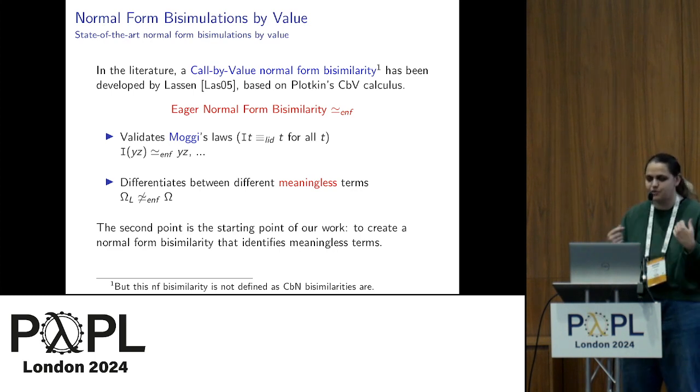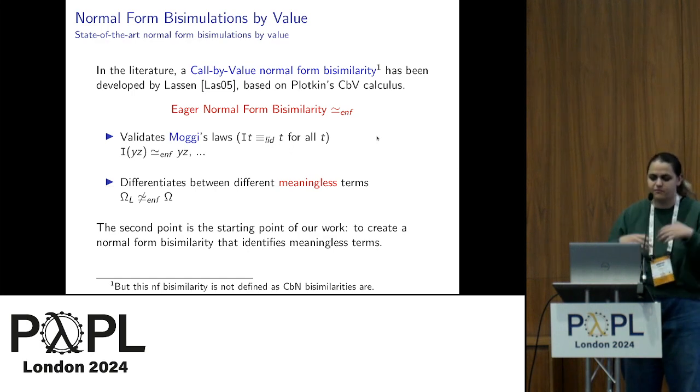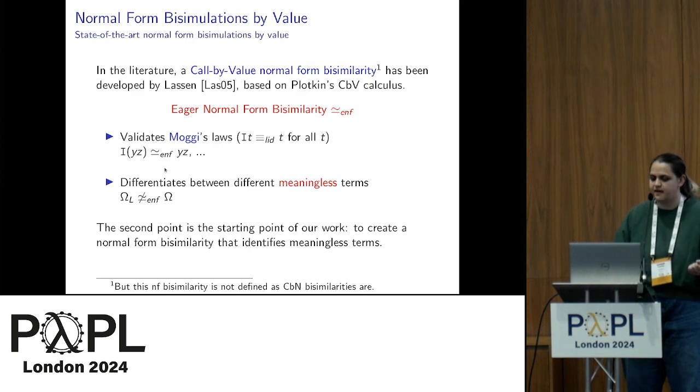It validates Moggi's laws. The main one I'm interested in is this identity law, that the identity applied to a term is equivalent to the term, for all terms. If t was a value, this is really something that is part of call by value. But if t is not a value, this is this classic example. Well, it's not clear that it's included in Plotkin's call by value, so that's an enhancement of Plotkin.